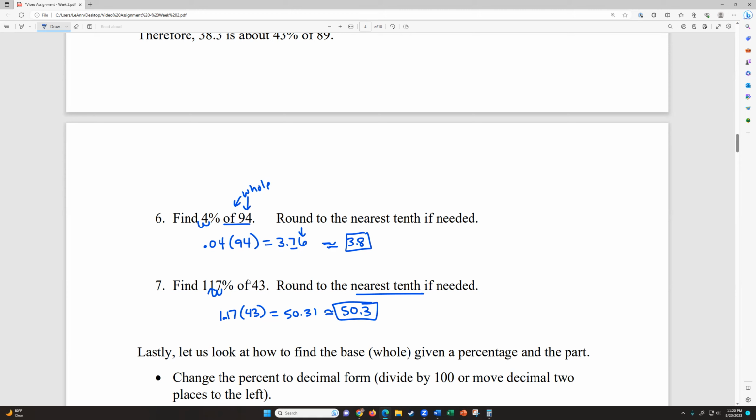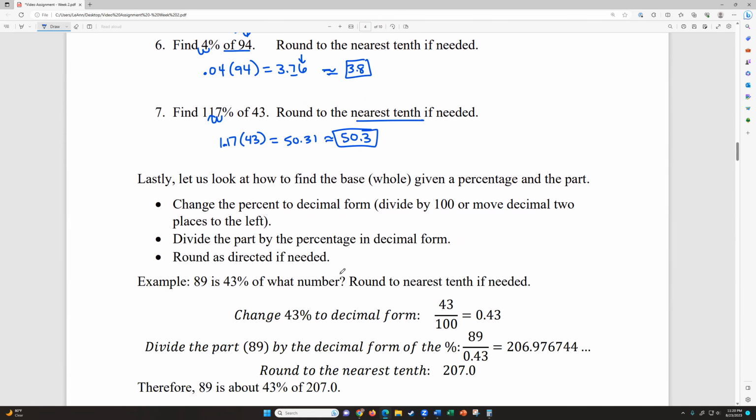And that makes sense because it's more than 100%. This number is bigger than our whole. So we're getting more than 100%. And then lastly, on this part for video 1, we're going to be talking about how do you find the base or whole given the percentage and the part. So you can change your percent to decimal form, divide by 100, or move it 2 places to the left, just like we did in the previous ones. Divide the part by the percentage in decimal form, round as directed if needed.